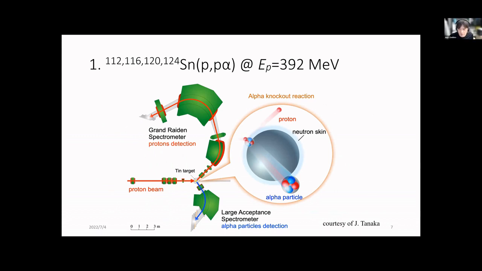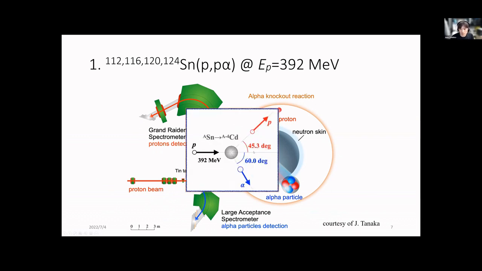Okay, so as I said, we already performed this kind of experiment at the RCNP with a polarized proton beam in the medium energy region, and the targets are these tin isotopes. We also use very good magnetic spectrometers, two of them, to analyze the momentum of the scattered proton and the knockout alpha particles. In this case, we measure the scattered proton and knockout alpha angles.